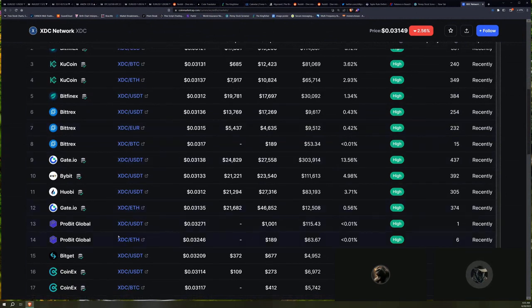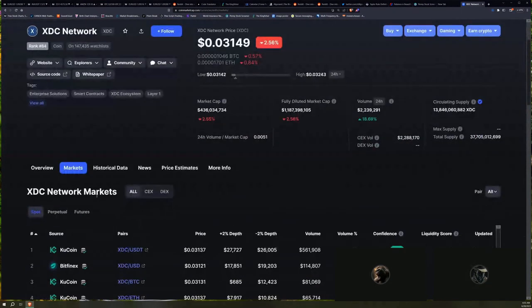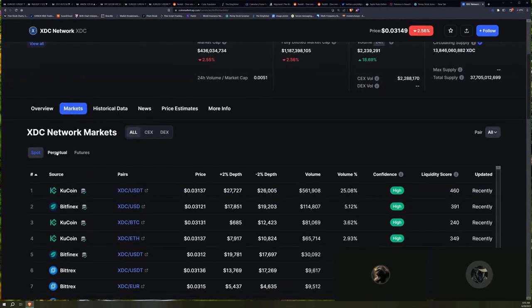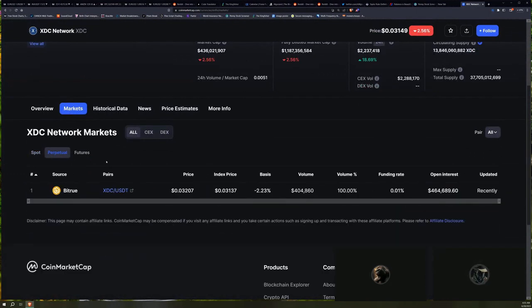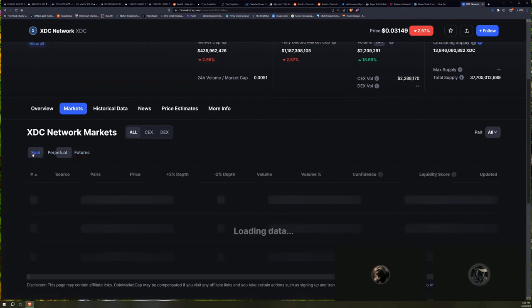So then you've got these, like BitGet has it, CoinX. So you can go to these other exchanges to buy it from a spot standpoint. And I believe on these markets, you can see here's perpetual, if you want to see where XTC is being traded by a perpetual contract, which is basically a derivative. Bitrue looks like the only place to trade it on the perpetual. Futures market, that's not anywhere.